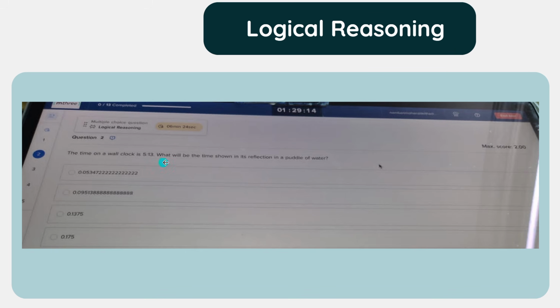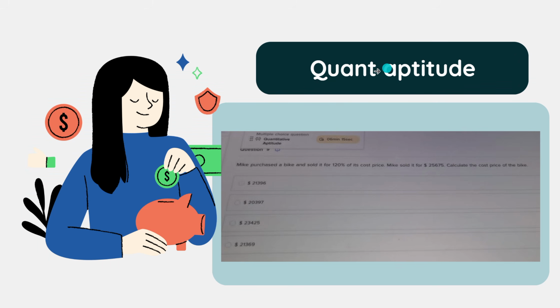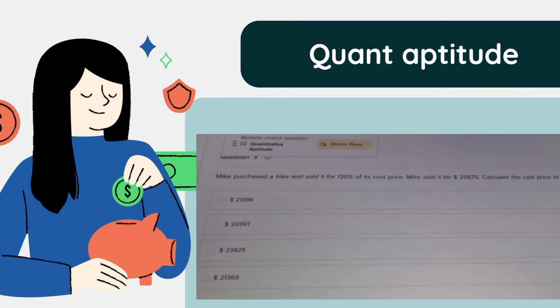The time on a wall clock is 5:13. What will be the time shown on its reflection in a puddle of water? We have completed 5 questions, I think. From quant aptitude we are going to see.